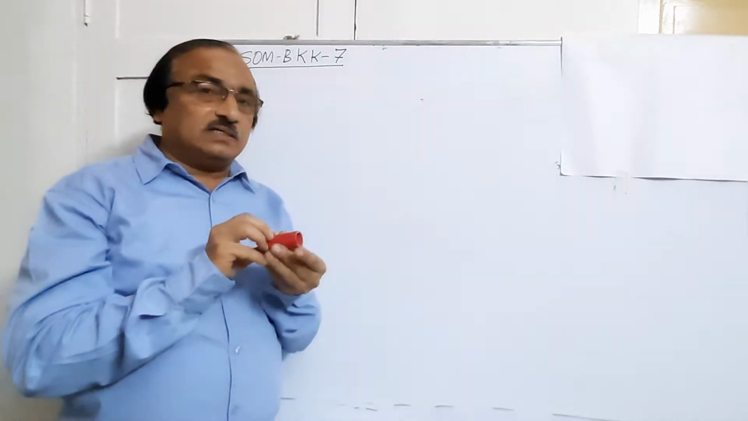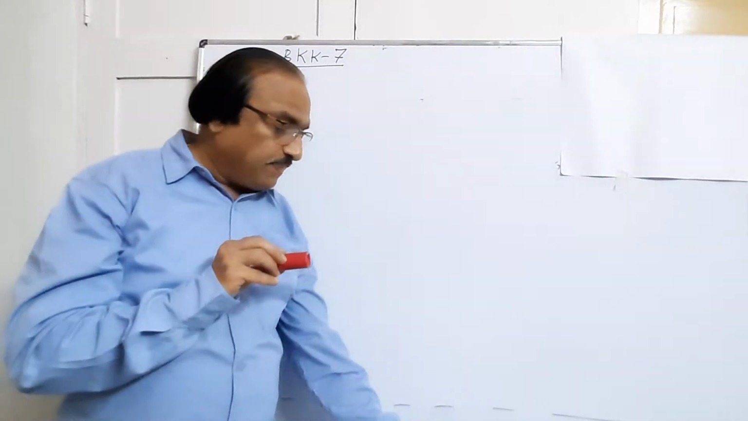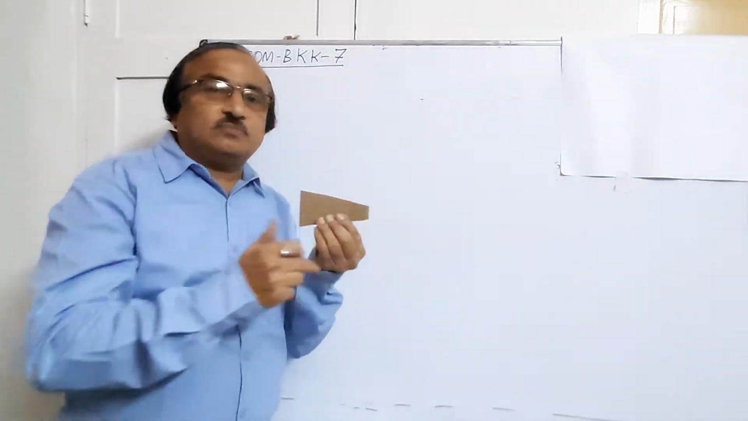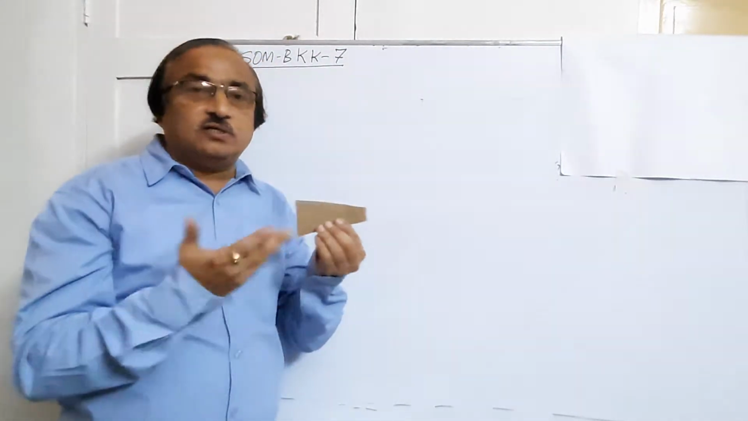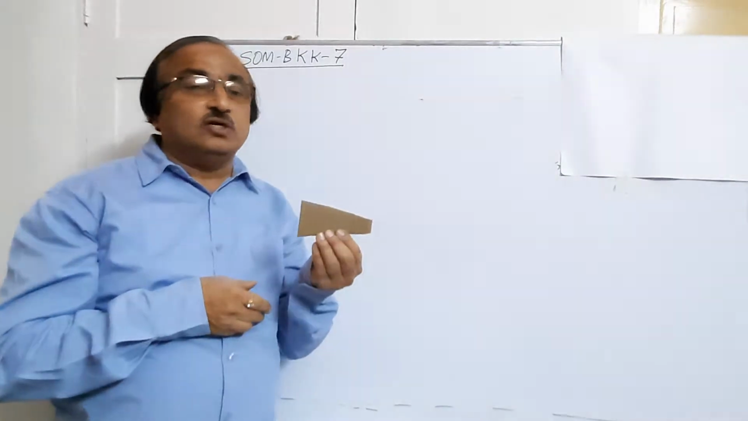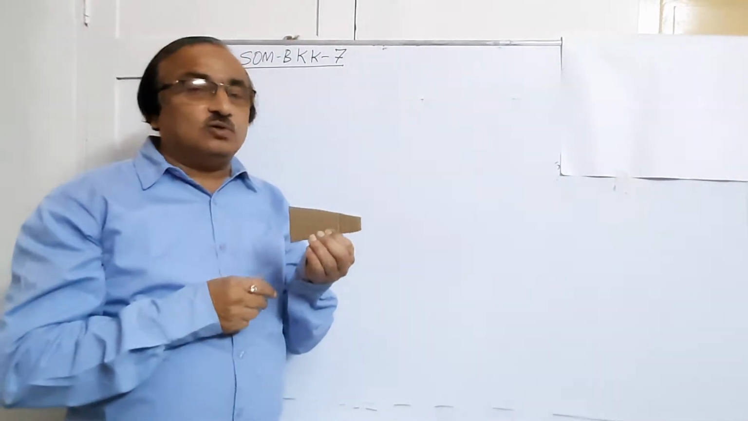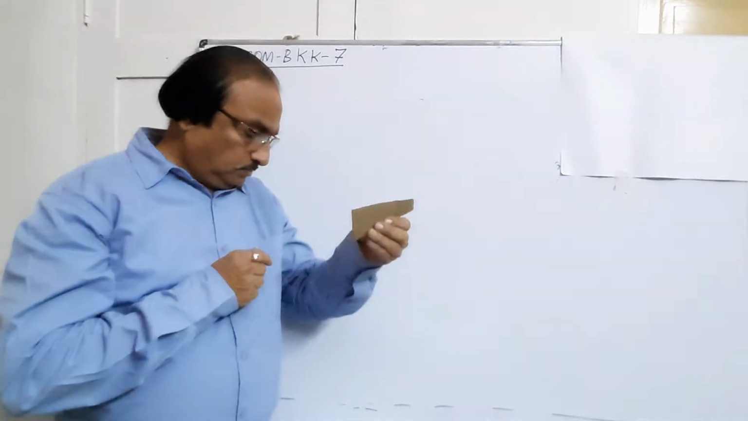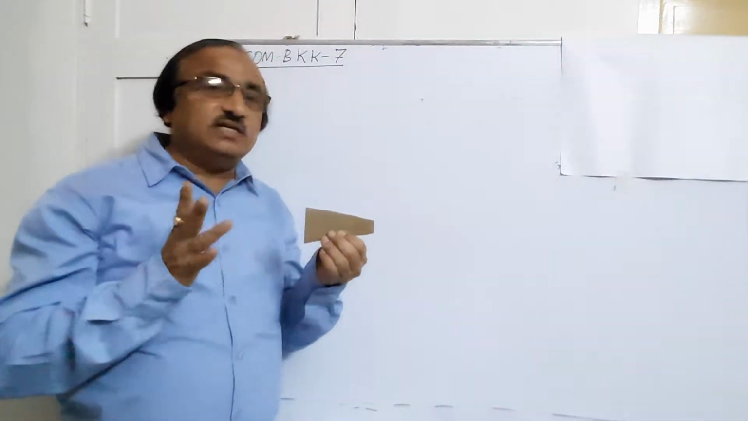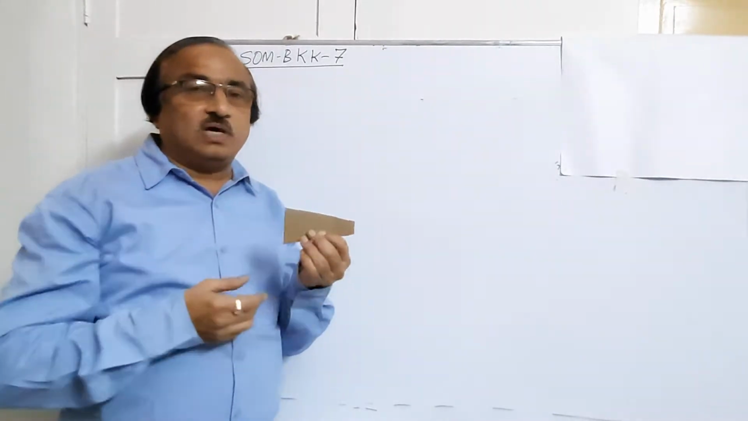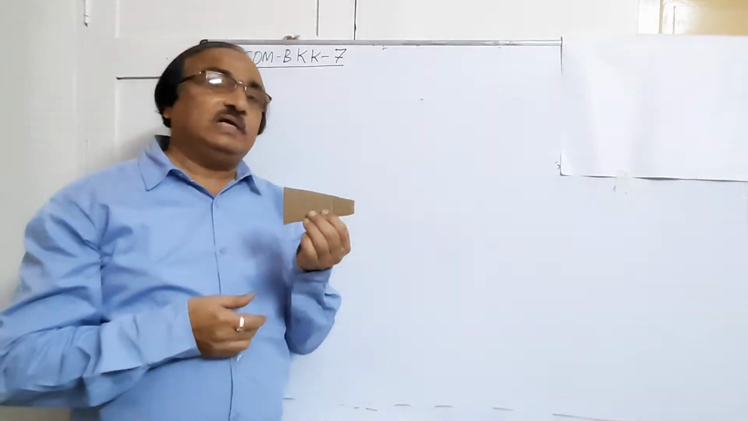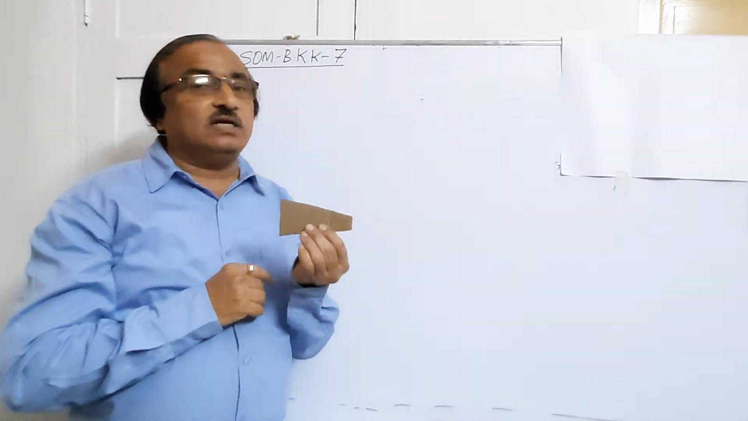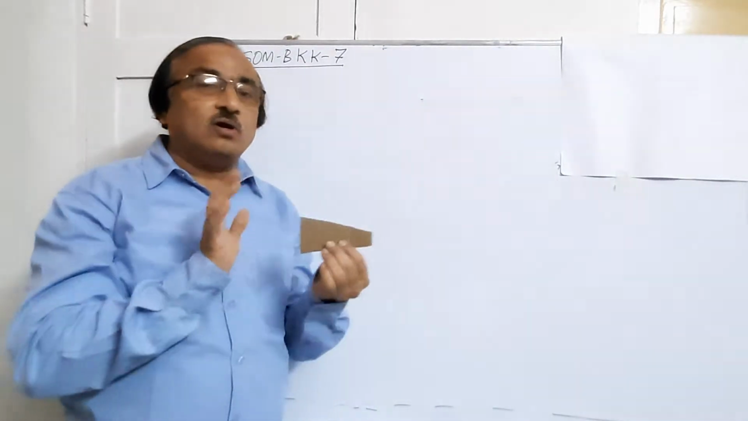In practice we come across bars which are tapering like this. The cross sections will not remain the same, so the cross section goes on changing, and so the stress will also go on changing. In such cases we cannot use the formula PL by AE, because A is changing from one point to the other. So in such cases we have derived formulas which we directly use to get the deformation of the bar, either tensile or compressive.